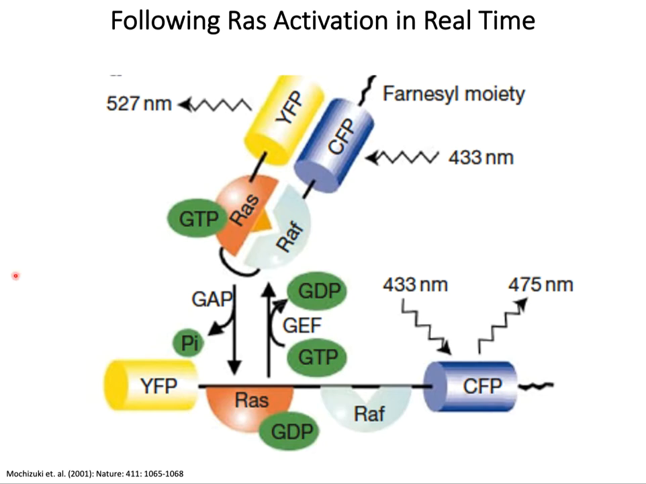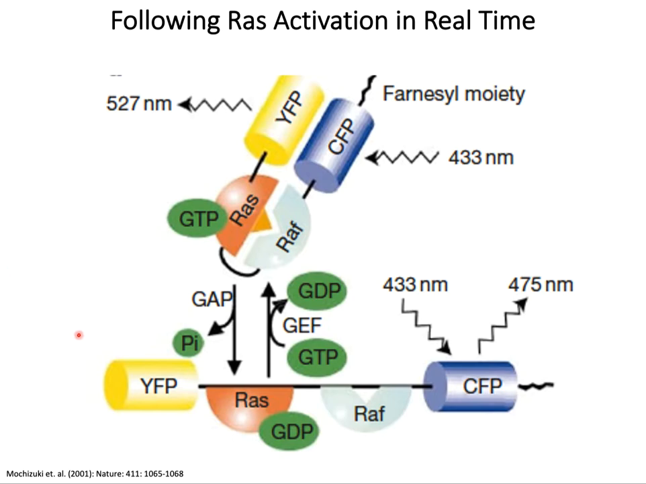Now, 20 years ago, a group of Japanese scientists at Osaka University carried out an experiment to follow the RAS activation in real time and published in Nature in 2001. They asked the question, where in the cell does RAS get activated and how fast? They answered the question using FRET.